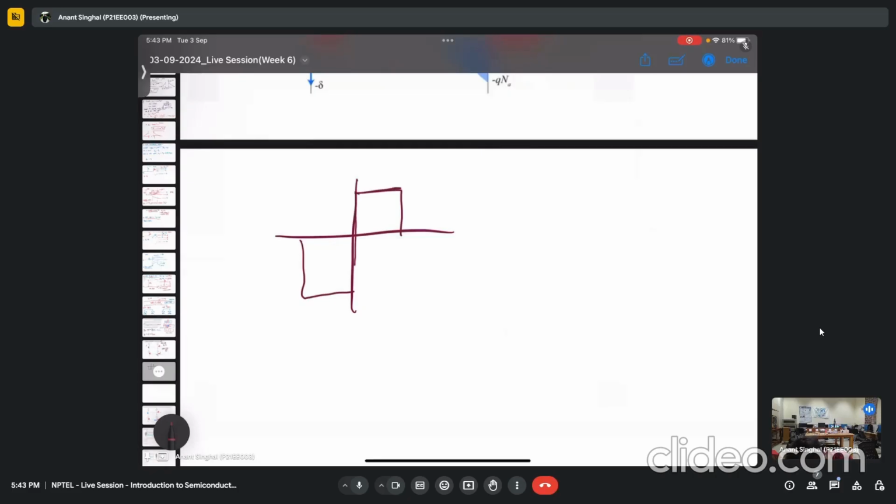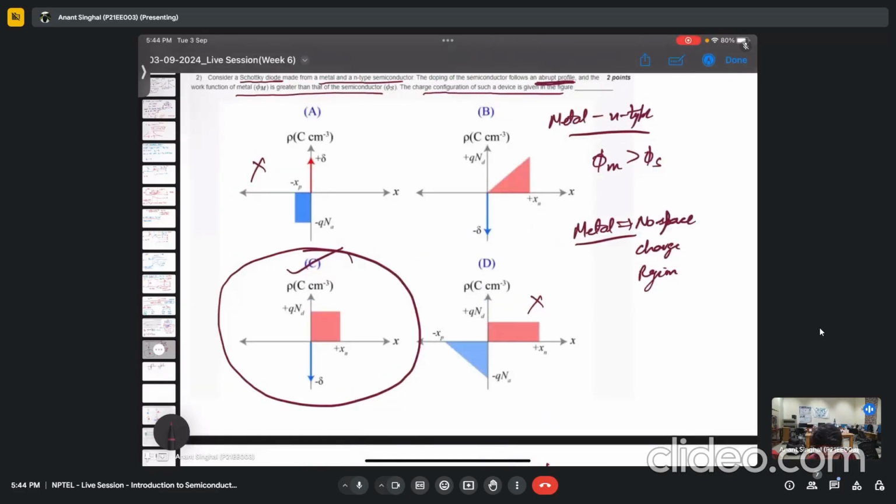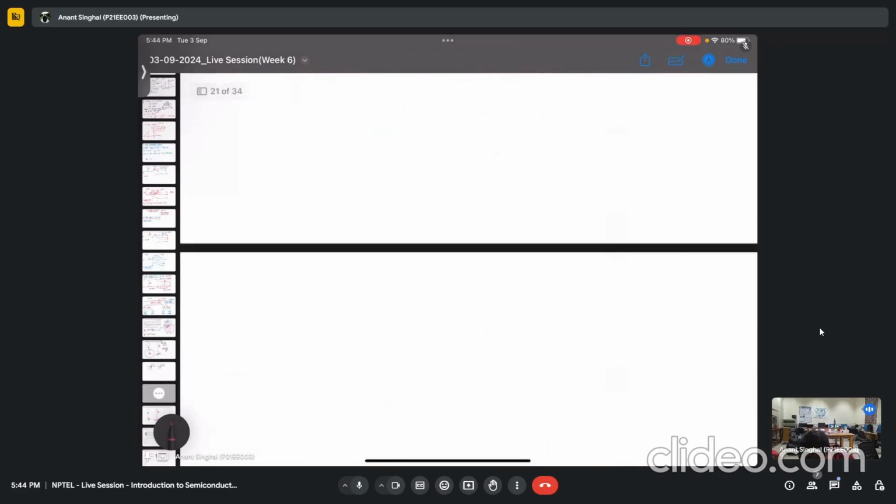Abrupt means we have an abrupt change, and for linearly graded it looks something like this. If it is linearly graded at both the sides, obviously. So for an abrupt profile, we only have a single option, which is C. I hope this is clear, and this is, I guess, very easy.